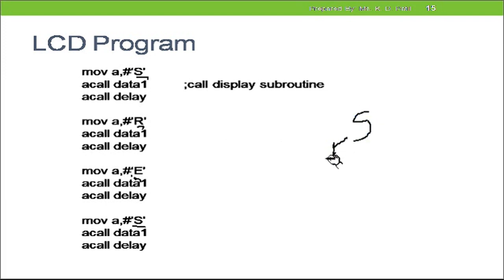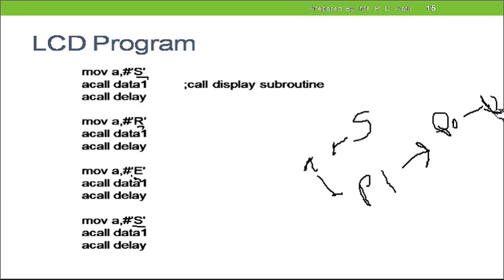S will be sent to A first, then A will go to P1 of the microcontroller, then from P1 it will go to the D0 to D7 lines of the LCD. Likewise, each character, that is S, then R, then E, and then S, will be sent to the LCD, and those characters will be displayed on the LCD.